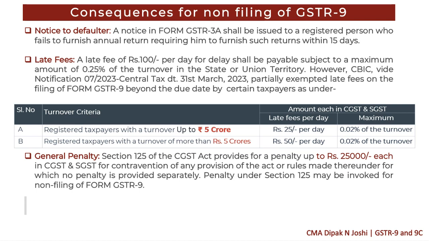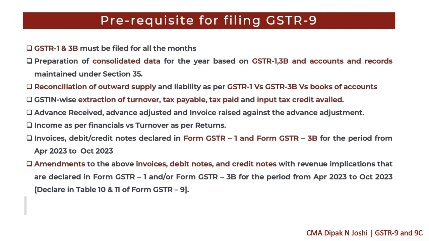Now, the department may levy a general penalty of rupees 25,000 each in CGST and SGST, that is 50,000, for non-filing of GSTR 9 and 9C. And that is why filing of GSTR 9 and 9C well within time is very much required, because the consequences are very serious, right? So these are the consequences.